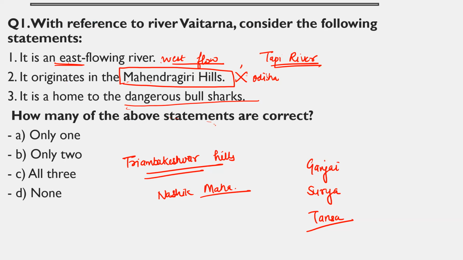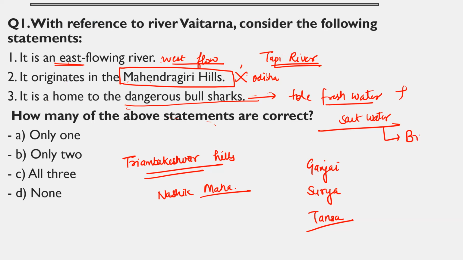You will find these species in the tropical coastal areas. And one of the most important points about bull sharks is that they can tolerate fresh water as well as salt water. So they can tolerate both fresh and salt, which means they can tolerate brackish water altogether. And these bull sharks are under the IUCN vulnerable category. Very, very important.